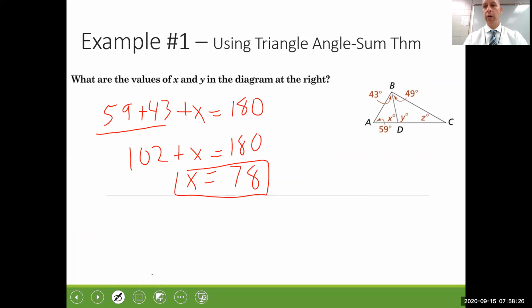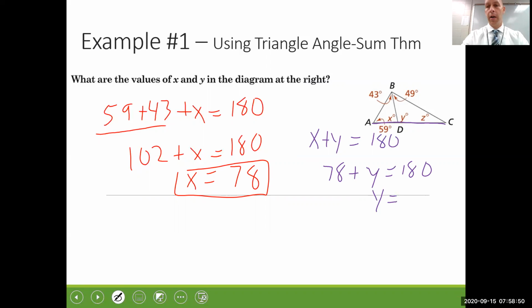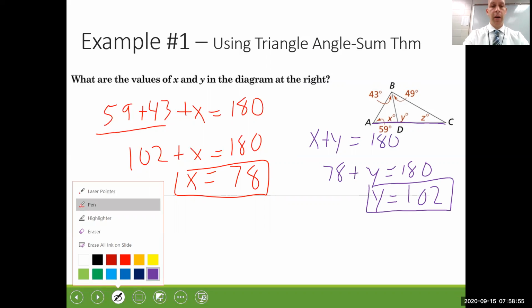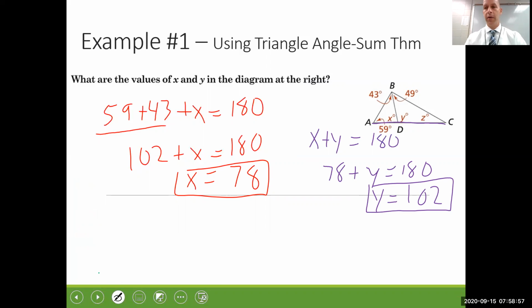Now let's deal with the triangle here on the right. First of all, would you guys agree that angle x plus angle y has to equal 180 because it's a straight angle? And if we know that angle x is 78, then we could even write an equation for that: 78 plus y has to equal 180. And therefore y is going to be 102. This is going to come back into play on our next theorem, but we'll talk about that later. And then finally, I need to figure out what z is.